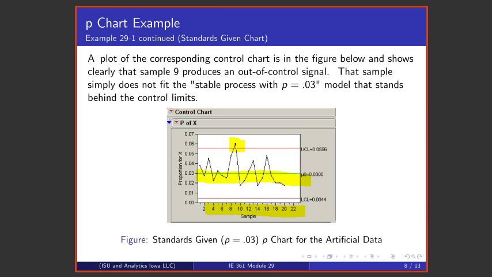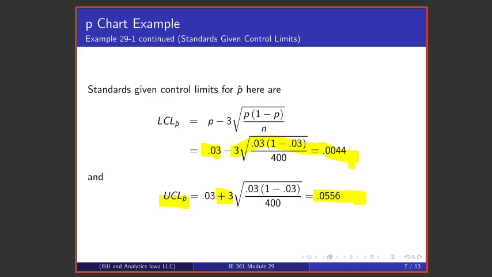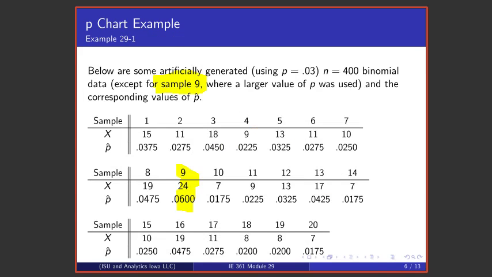value of p hat is simply too big to have sensibly come from a stable process with p of 0.03, and so we have evidence in the data that indeed what I told you was true about how the data were generated. That can be seen in the data. This 24 that turns into a 0.06 is simply too big to have come from that value of p with n of 400.